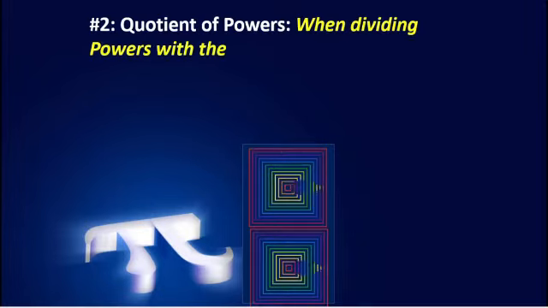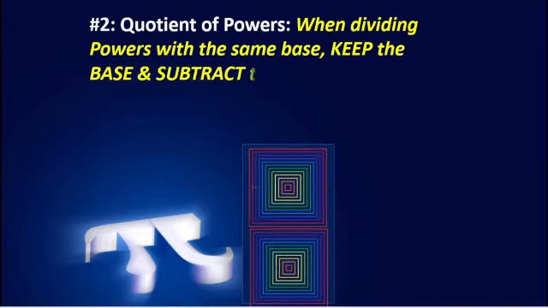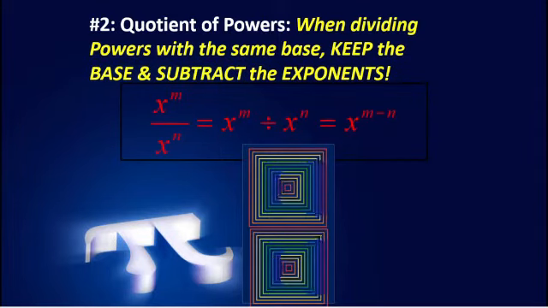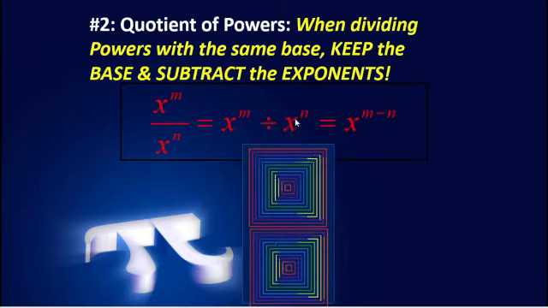The next one is the quotient of powers. When dividing powers with the same base, keep the base and subtract the exponents. Take note, this is also applicable to same bases. Let's say, for example, we have x raised to the m power over x to the nth power. Or we can also represent this as a division equation, which is x to the m divided by x to the n. That is equivalent to x raised to the exponent of the numerator minus the exponent of the denominator.